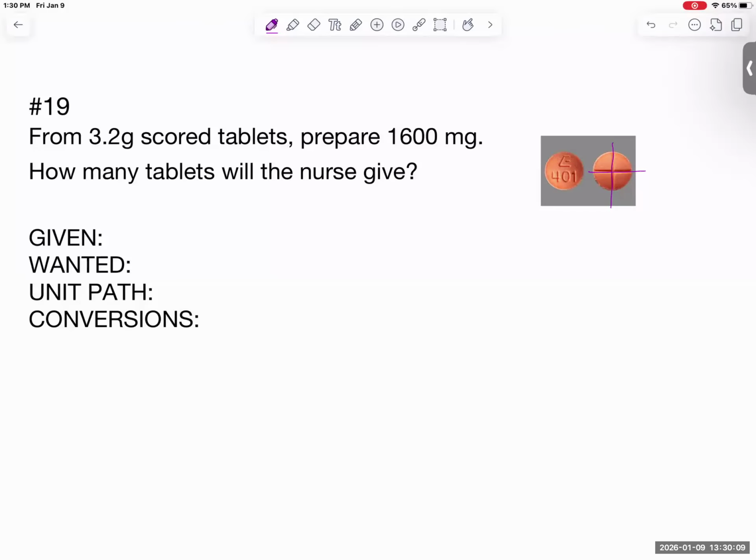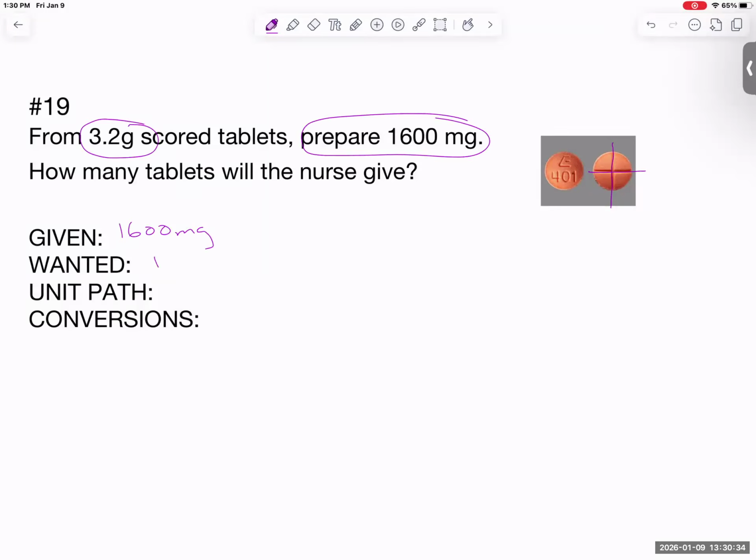All right, so let's go over this. Majority of the answers were correct. The answer is actually half a tablet. So let's go through it real quick, and then I'm going to show you some acceptable versions of how you can write that. So from 3.2 gram scored tablets, prepare 1,600 milligrams. So the given is the order, and the order is 1,600 milligrams. So for those of you who didn't start there and you accidentally started here, you already found your error, okay?